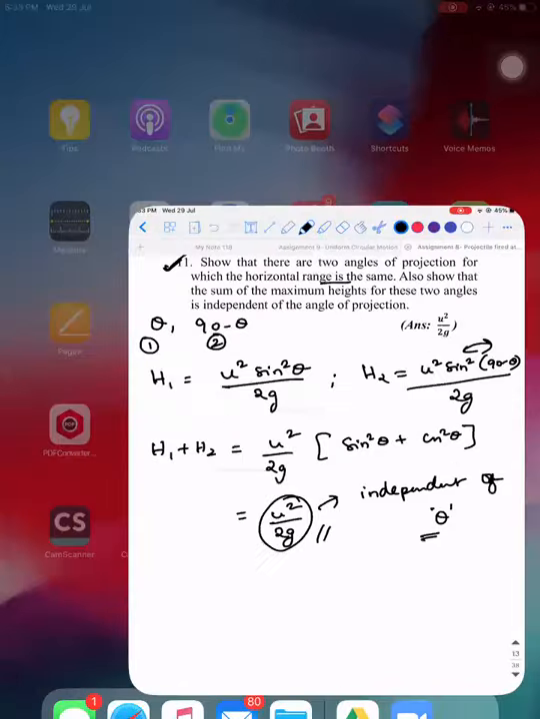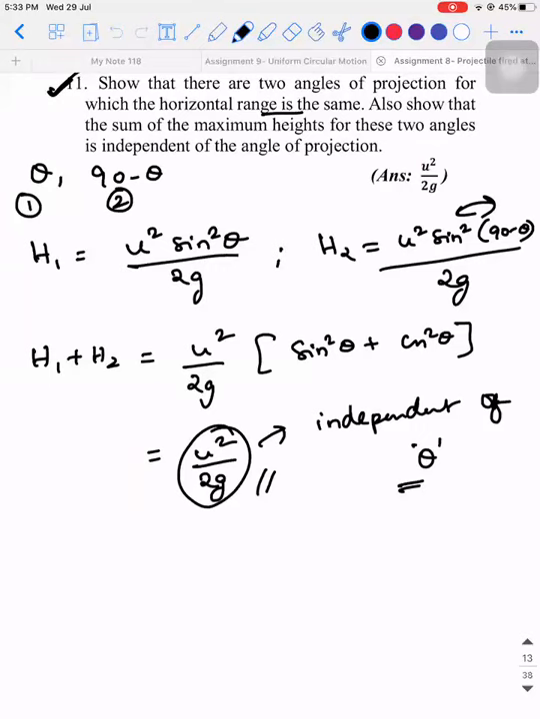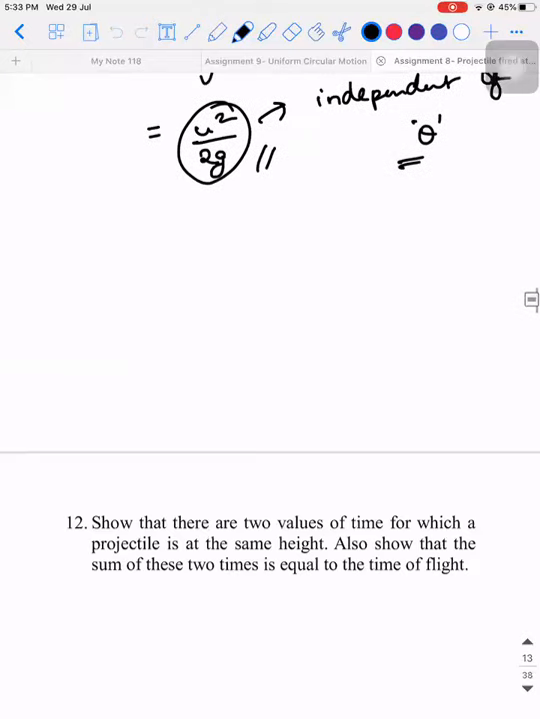Somebody asked me this problem. Are you guys clear with this? U square by 2g. Right. So is the 12th one also a doubt? Okay. Show that there are two values of time for which the projectile is at the same height. Also show that the sum of the times is equal to the time of flight.